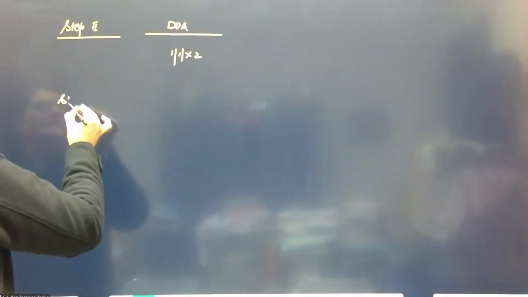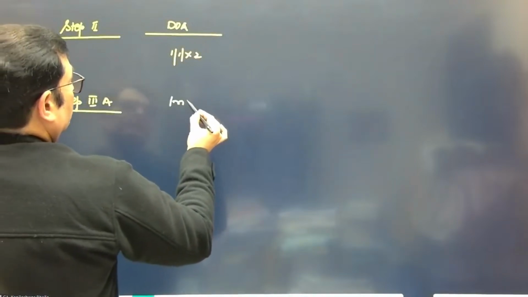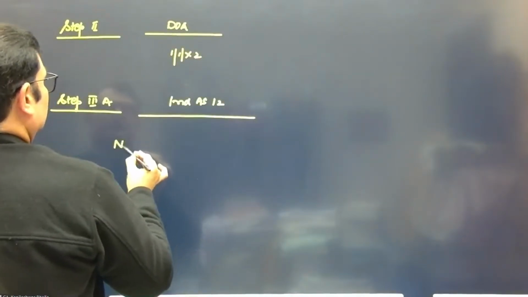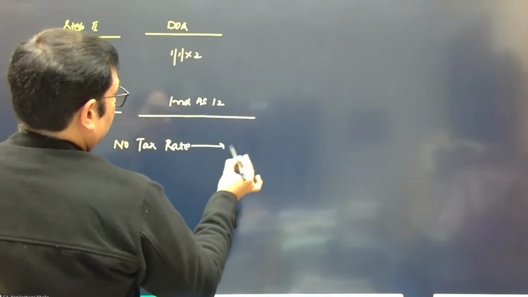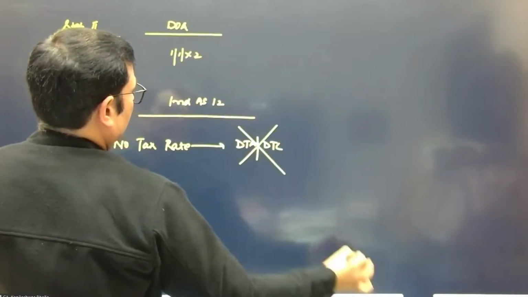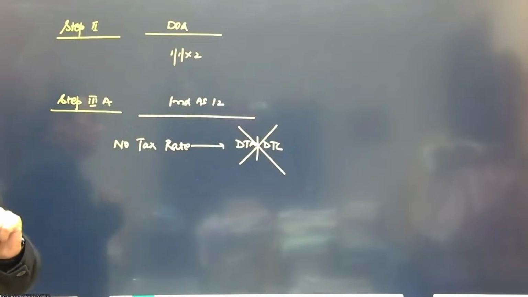Then again, we come to step number 3A as well as step number 3B. In step number 3A, we need a deferred tax. There is no tax rate given in the question and therefore no deferred tax implications. So for the application of Ind AS 12, in this particular case, there is no tax rate given. Since there is no tax rate given, the calculation of a DTL and a DTA is not required to be done.